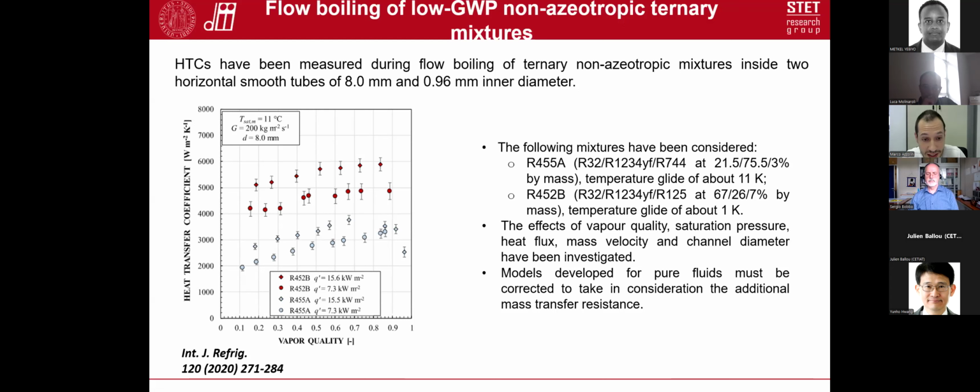We have seen that in this case, regarding the heat transfer coefficient during flow boiling of the refrigerants, the models developed for pure fluids must be corrected to take into consideration the additional mass transfer resistance. This additional mass transfer resistance is related to the zeotropic behavior. So it will be much more important when the glide is 11 Kelvin compared to the case of 1 Kelvin. But in both cases, we need to correct the heat transfer coefficient of these refrigerants.